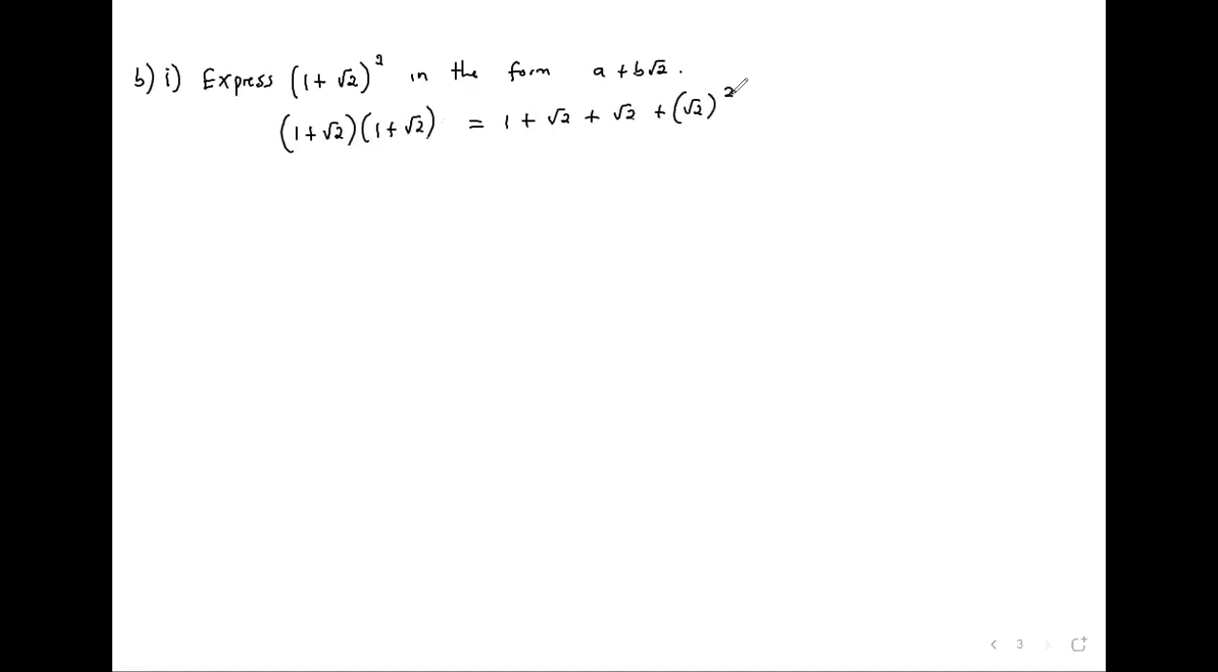But you understand that root and the square takes care of each other. So you remain with root 2 plus 2. Now 1 plus 2 is 3. Root 2 plus root 2, it's like you have 1 root 2 plus 1 root 2. So you add their coefficients. You get 2 root 2. That's all.